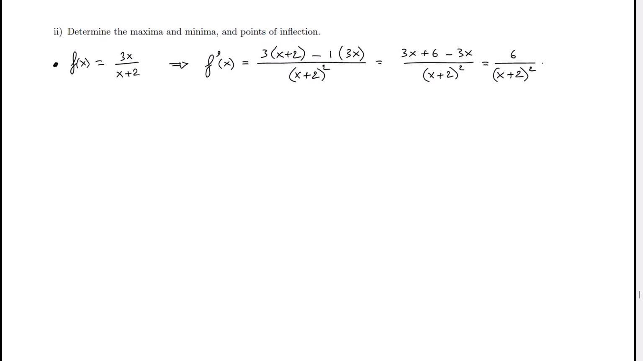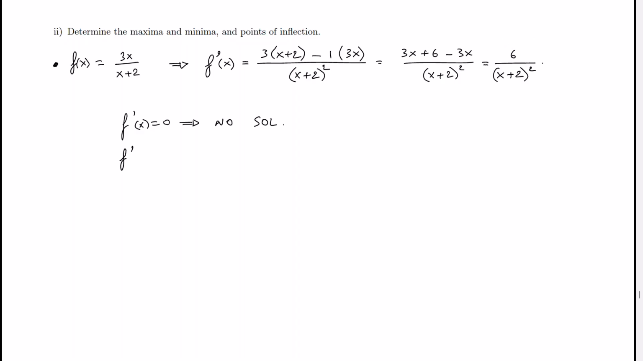And what numbers make it equal to 0? What numbers make it undefined? So for f prime to be equal to 0, I need to look at the numerator. The numerator is 6. 6 cannot be 0 because it doesn't have any x's near it. So there is no solution for that part of the problem.